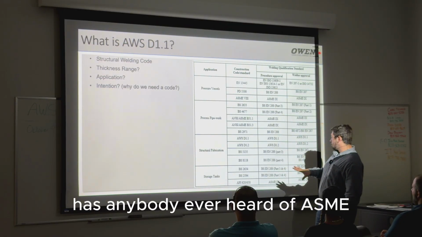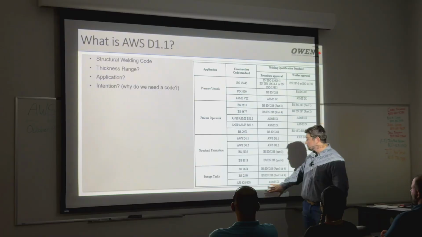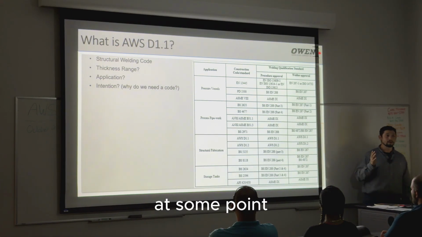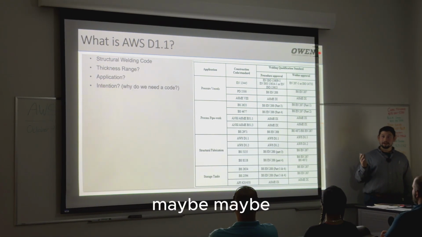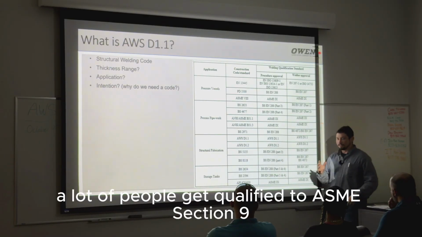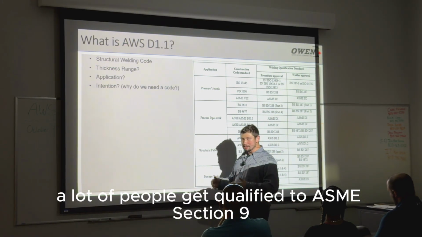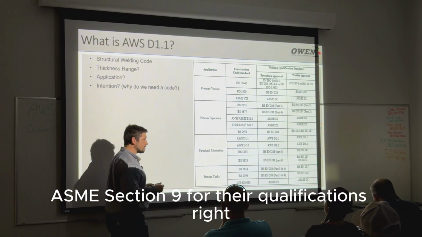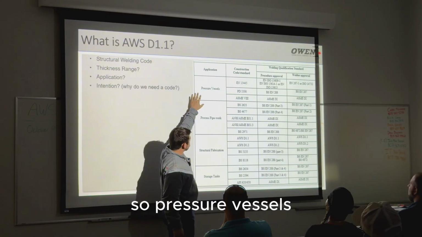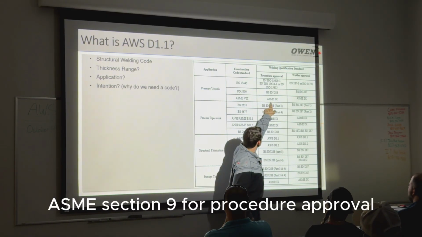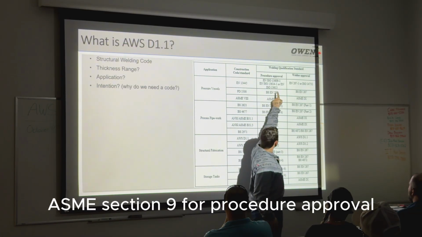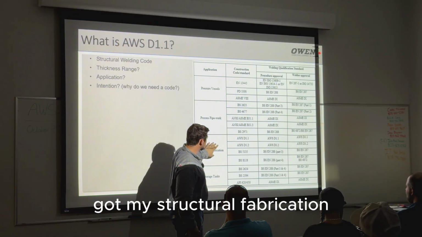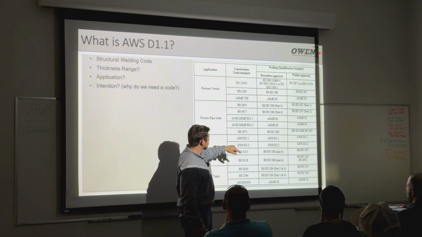Has anybody ever heard of ASME? Anybody in here want to weld on vessels or pipe at some point? Maybe. A lot of people get qualified to ASME Section 9 for their qualifications, right? So pressure vessels, ASME Section 9 for procedure approval and welder approval, right? Got my structural fabrication. And whenever you see all these BS's, it is a little bit of BS.